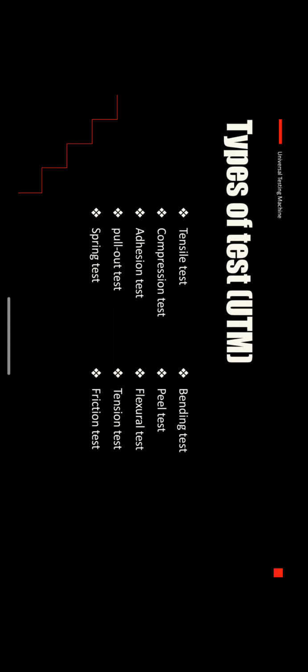Types of test in UTM. Tensile test measures how a material reacts when pulled apart until it breaks. Compression test evaluates how a material resists crushing or compacting forces. Adhesion test evaluates the bond strength between layers or adhesives. Pull out test, spring test, peel test: peel test and adhesive test both evaluate the bond strength between layers or adhesives.